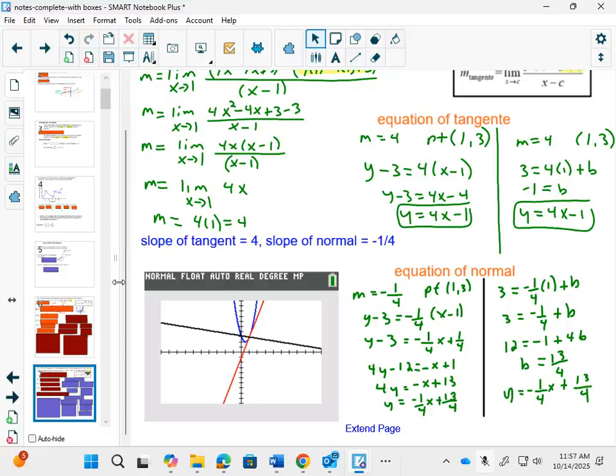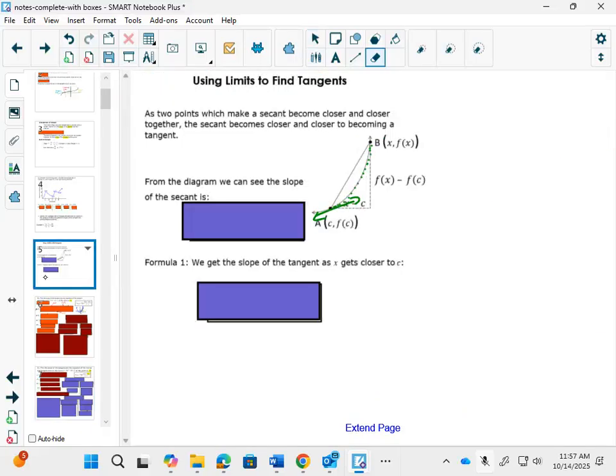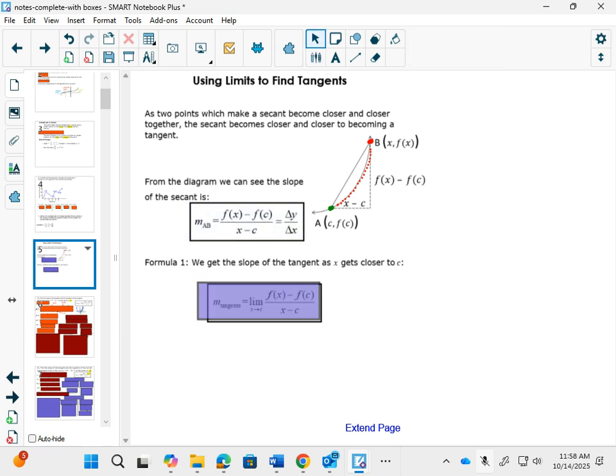so to recap, method number 1 for finding the slope of a tangent line is you take 2 points on your curve, this green point and this red point. And you slowly make the red point, which is x, get closer and closer to the green point. So we take the limit as x goes to c, because then the slope of your secant will turn into the slope of your tangent. This is method number 1.